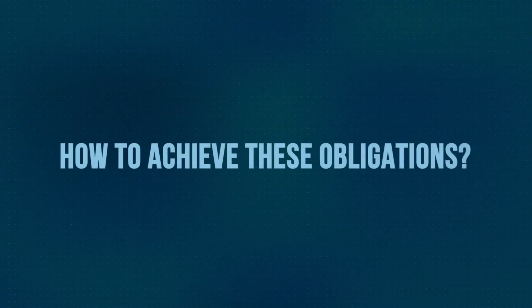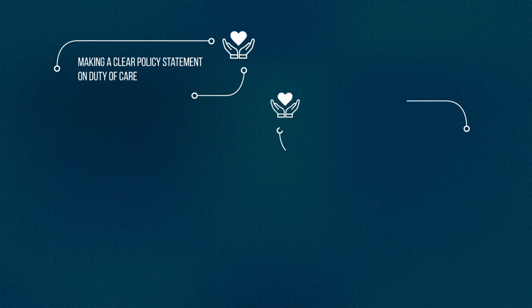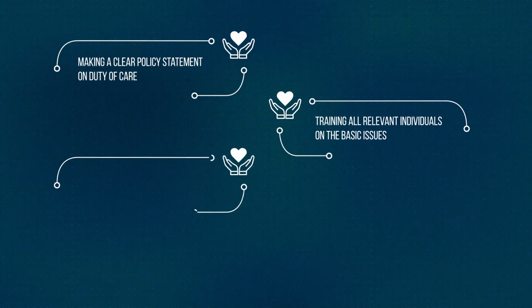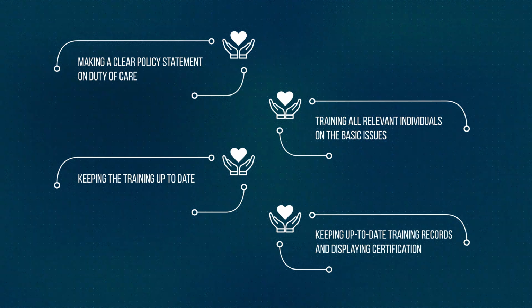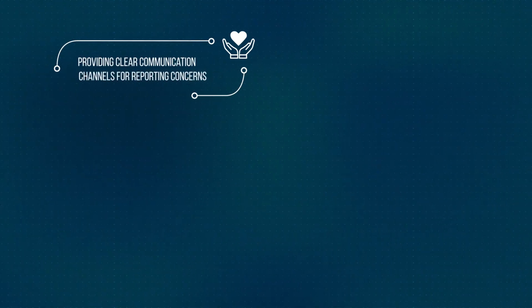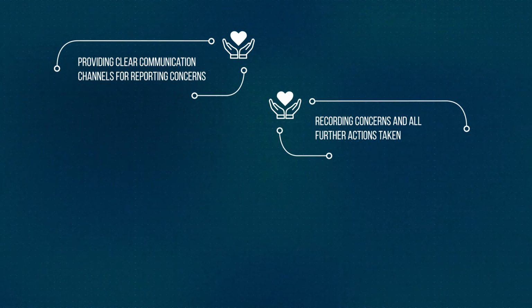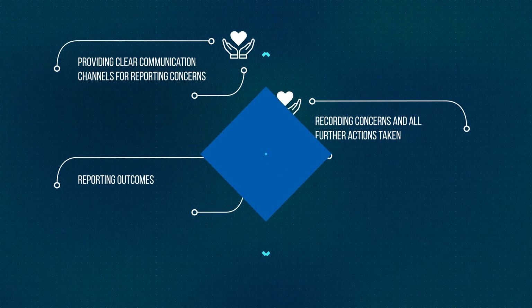So, how to achieve these obligations? Well, these obligations can be achieved by making a clear policy statement on duty of care, training all relevant individuals on the basic issues, keeping the training up to date, keeping up-to-date training records and displaying certification, providing clear communication channels for reporting concerns, recording concerns and all further actions taken, reporting outcomes.